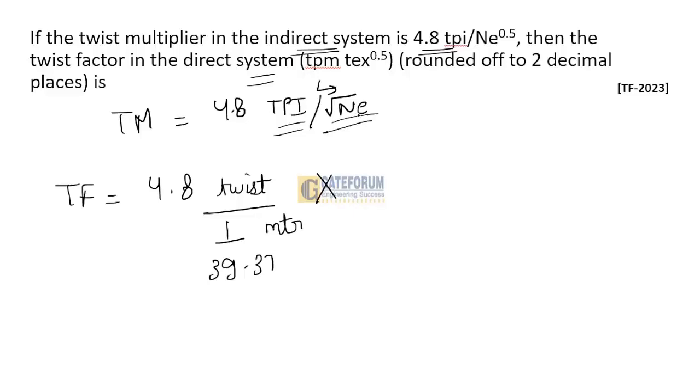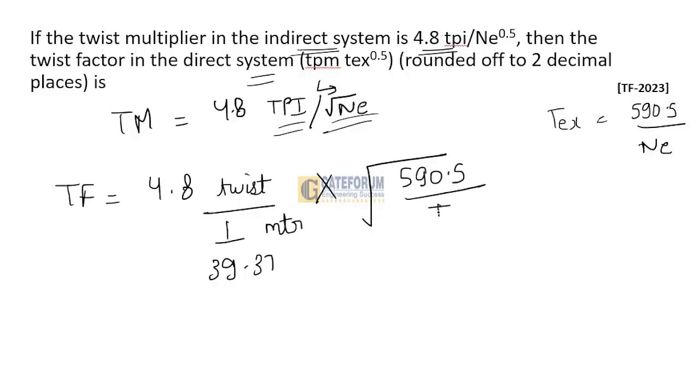NE, if we need to convert this into text, then what it would be, you know that text is equal to 590.5 upon NE. Then how we need to convert this? For NE is 590.5 upon text. So if we will solve this, then it would come out to be 4.8 into 39.37 into under root of this is 24.3.